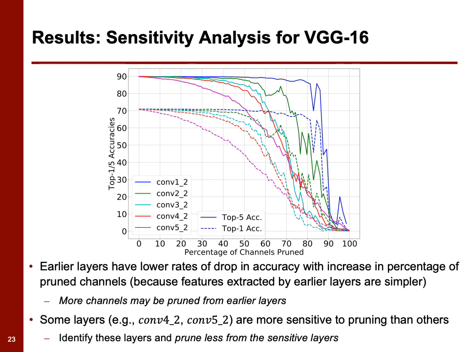Second, some layers, such as the purple and red layers, are more sensitive to pruning than others, and we need to identify these layers and prune less from the sensitive layers.